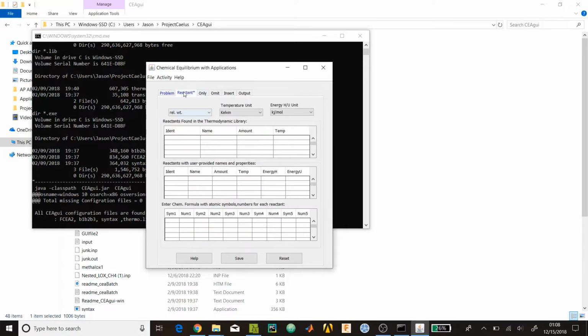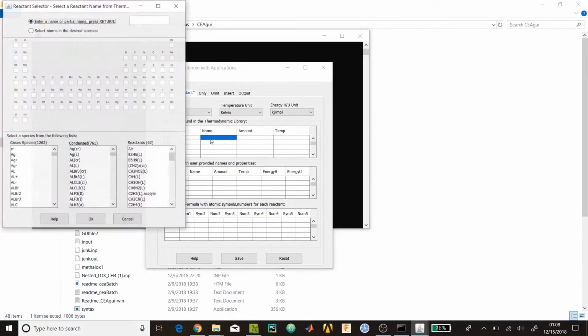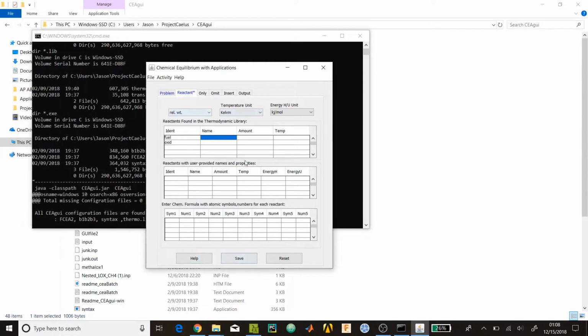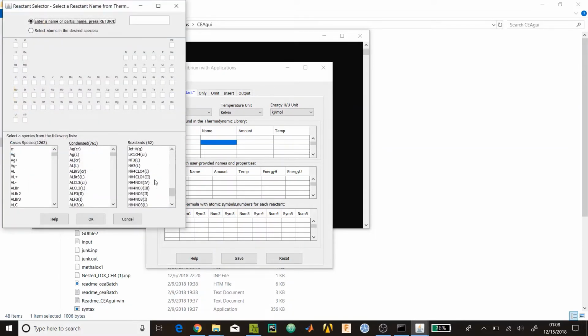So you want to go over to this tab called reactants, and this is where you can actually set your fuel and oxidizer. Just a quick rundown of some of the common liquid-fueled rocket propellants. By far the most common oxidizer is liquid oxygen. It's light, it's cryogenic, but it's still pretty accessible.